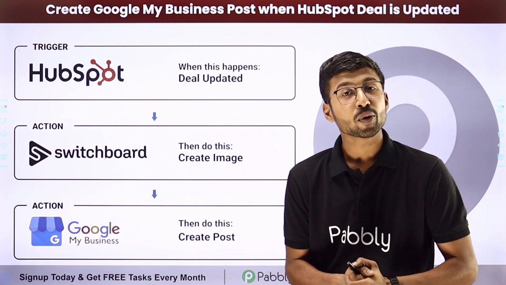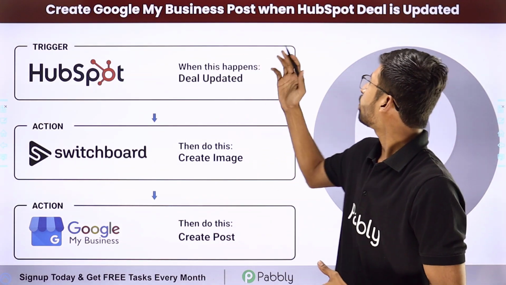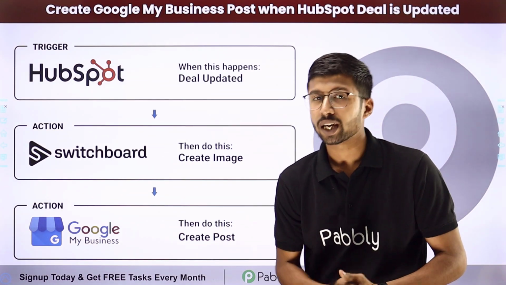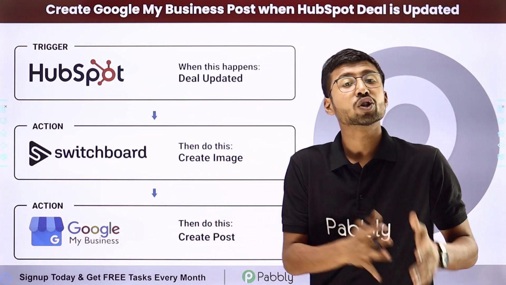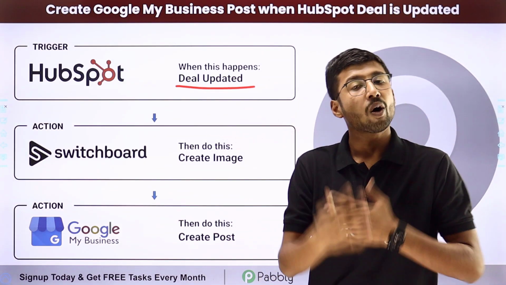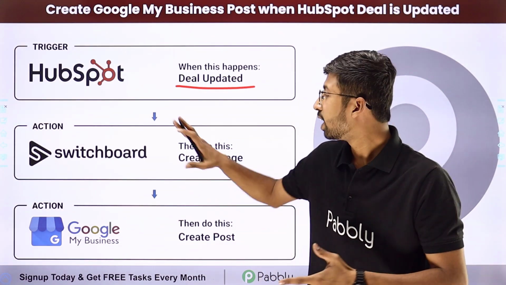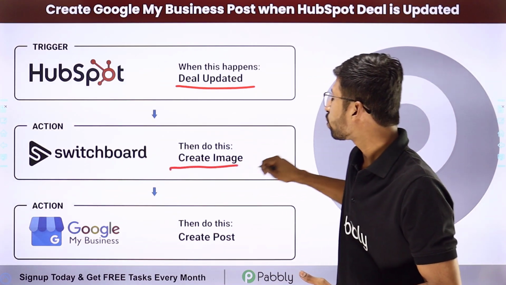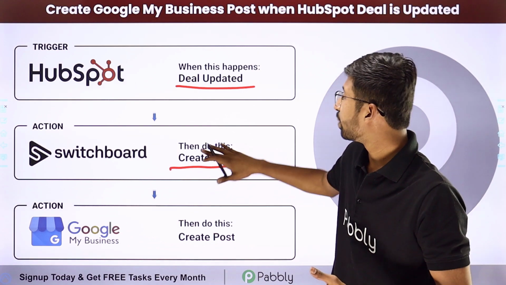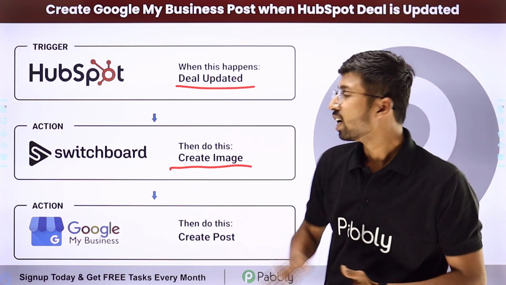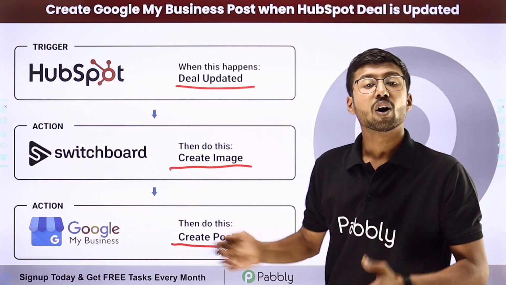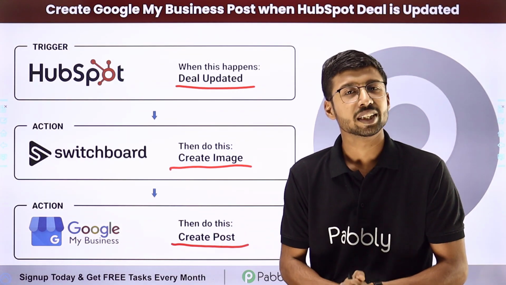So in this video, we are going to learn how to create a Google My Business post when a HubSpot deal is updated. So in this automation, guys, suppose you are using HubSpot to manage all your business deals. Whenever you update a deal in HubSpot, automatically using those details and Switchboard Canvas, we are going to create an image to post on Google My Business. And then after creating the image with the details of the updated deal, we are also going to share the same image on our Google My Business account as a new post with the details of the deal as well.